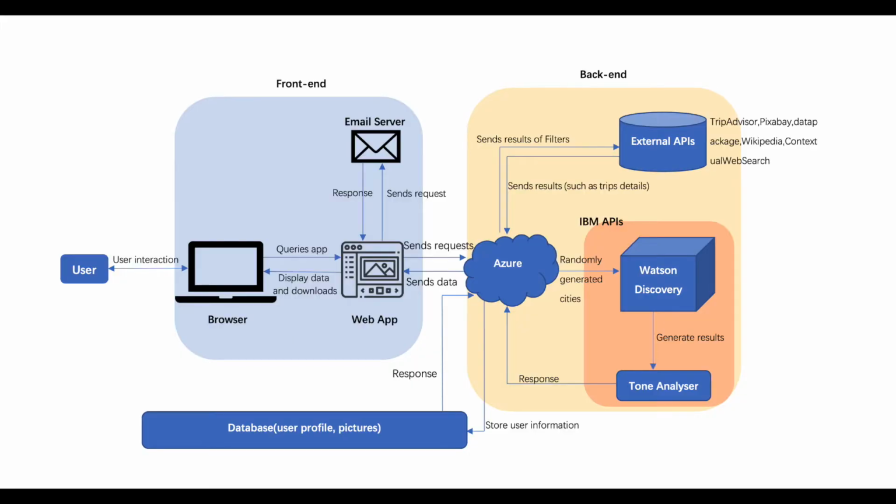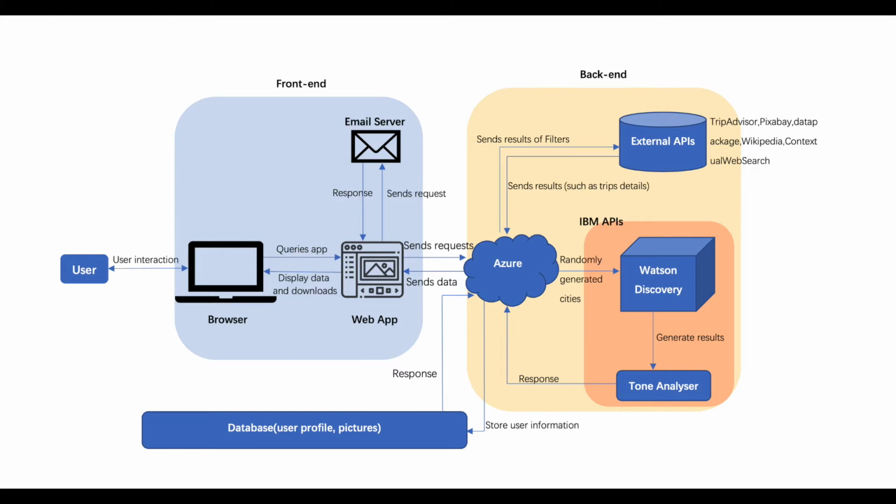When the user wants to generate a recommendation, they fill in a questionnaire and choose 5 keywords from the list. This data is then passed through to the backend, which is hosted on Azure Cloud. The first step to generating a recommendation is choosing random cities from a random city generator, which is done through the use of the data package API.